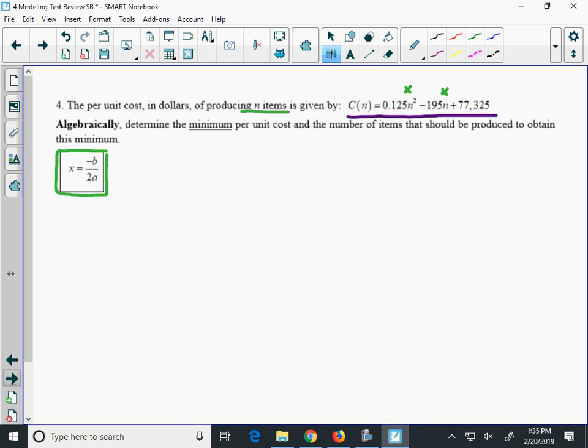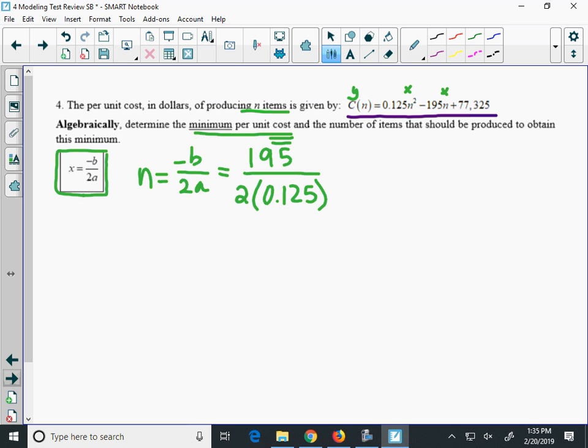So first, in order to find the minimum cost, that's the c, that's like your y. In order to find the y, I have to find the x value of the vertex first, which I'm going to use this formula for. So really, I'm finding n equals the opposite of b over 2a. Well, b is negative 195, so the opposite of that is positive 195 over 2 times 0.125.